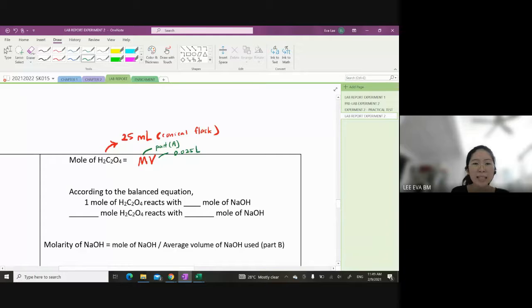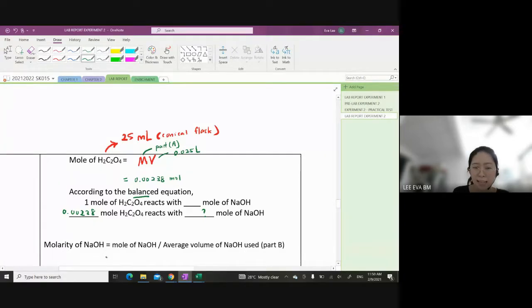After you get this number of mole, you fill in here. Madam will give the answer first, and you check the calculation yourself. The answer is 0.00238 mole. This is the mole of oxalic acid in part B. According to the balanced equation, you fill in the blank. What is the mole ratio, what is the stoichiometry? One mole of oxalic acid reacts with how many mole of NaOH? So when you have 0.00238 mole of oxalic acid, you need to calculate the number of mole of sodium hydroxide.